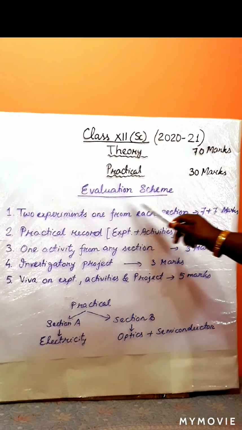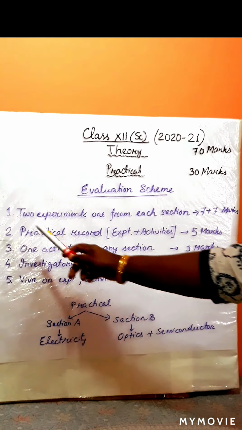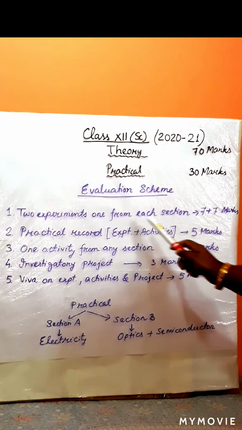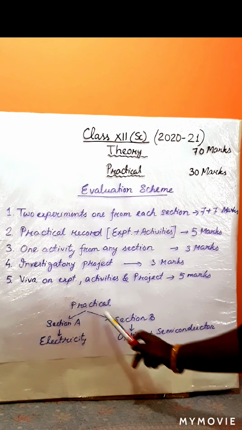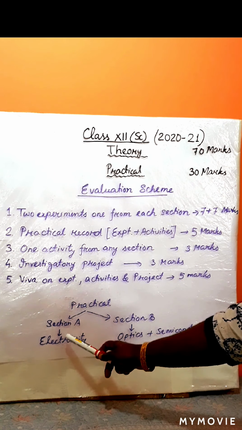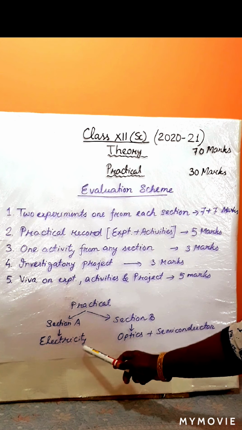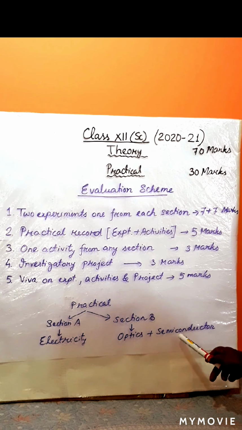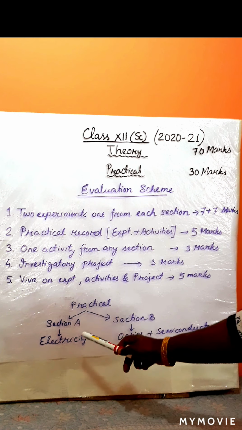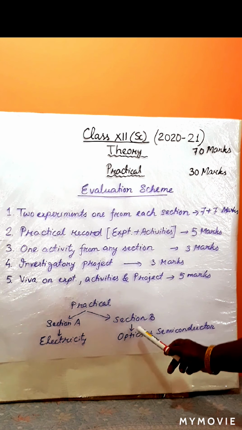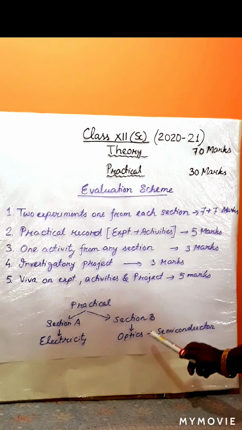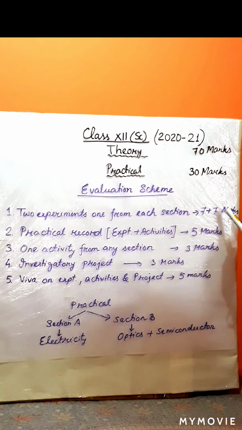Now for our marking scheme for practical. Evaluation scheme for practical. First of all, 2 experiments, 1 from each section, which will carry 7 plus 7 marks. Now each section means there are a total of 2 sections, Section A and Section B. In Section A, most of the practicals are from the electricity part, and in Section B, most of the practicals are from optics plus semiconductor. Altogether we have to do 15 experiments in our lab. So from Section A, 1 experiment you have to do, and Section B, 1 experiment. So 2 experiments, 1 from each section, will carry 14 marks.